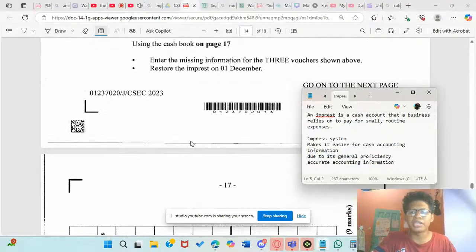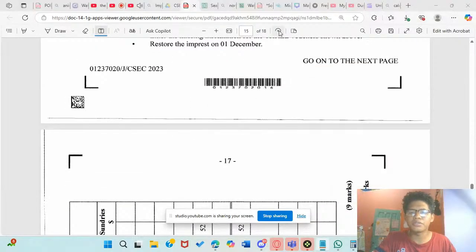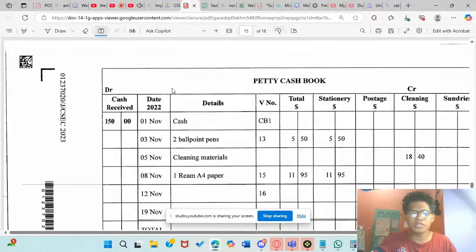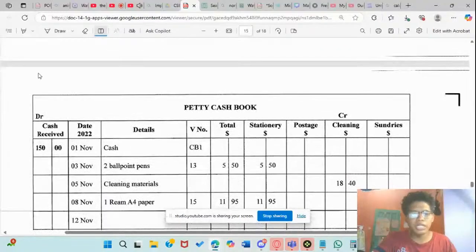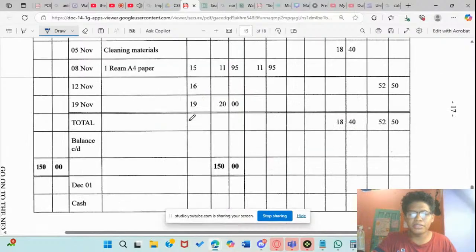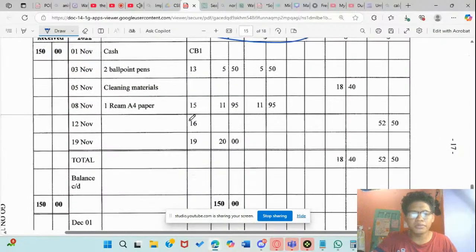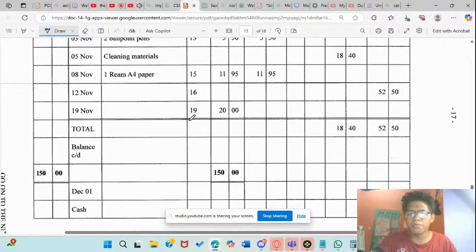Could you see this properly? Might have to change the angle. So we have a cash book here. Let's look at the petty cash book. This is an example of a petty cash book. I really want to take this into account, right? I think they want us to balance and carry on.